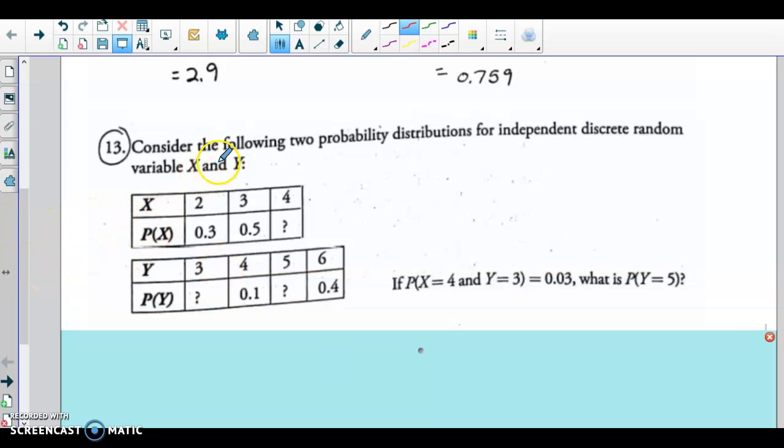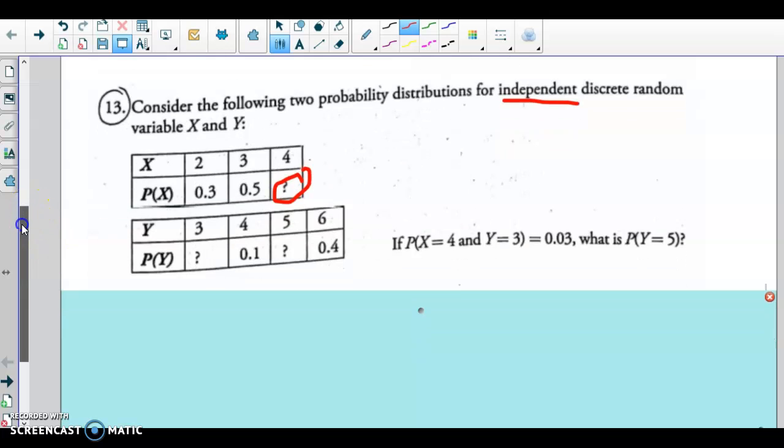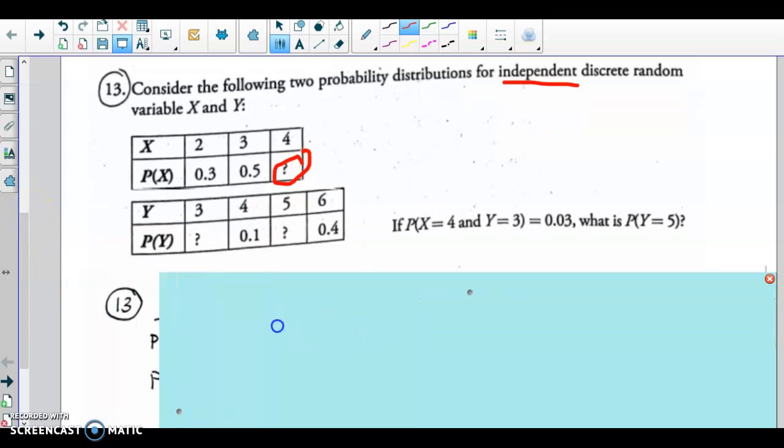Here's a little bit more difficult one. Consider both of these probability distributions, two independent, a big word here, discrete variables. Notice I've got question marks here, and this one's easy to find because I know they have to add to 1. So that's going to obviously be 0.2. And then what gets a little trickier is I'm missing 2 question marks here. But I'm going to show my solution, my step-by-step.